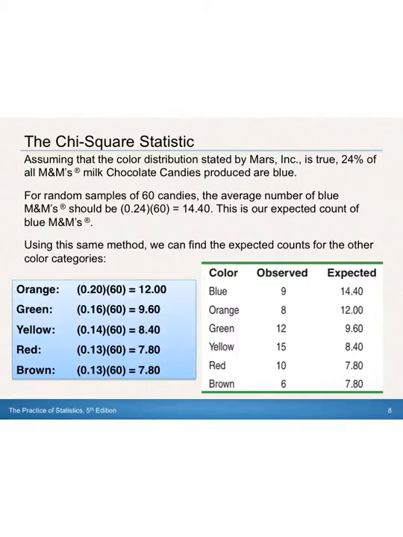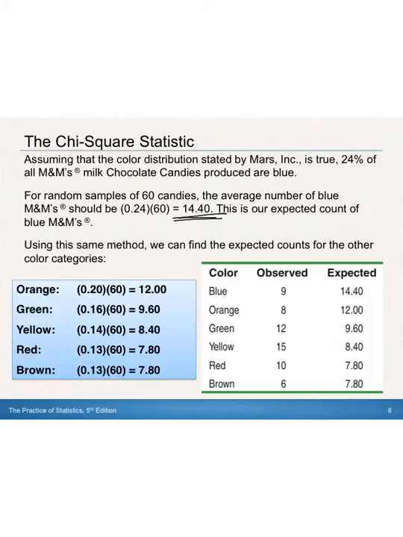So we're assuming that the color distribution stated by Mars is true, because that's what we've decided our null is. Then 24% of all the M&M milk chocolate candies produced are blue. So for our expected, we would take 24% of 60, because we're doing a random sample of 60. And notice that we've left this to the hundredth place. That's our expected count of blue M&Ms. And we continue this method for all 6 categories, finding the expected counts.